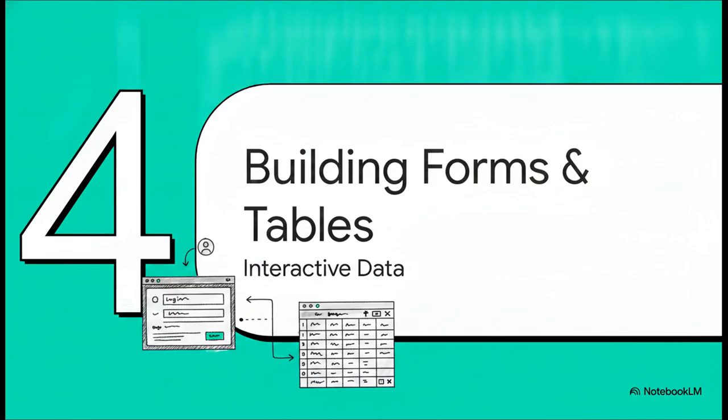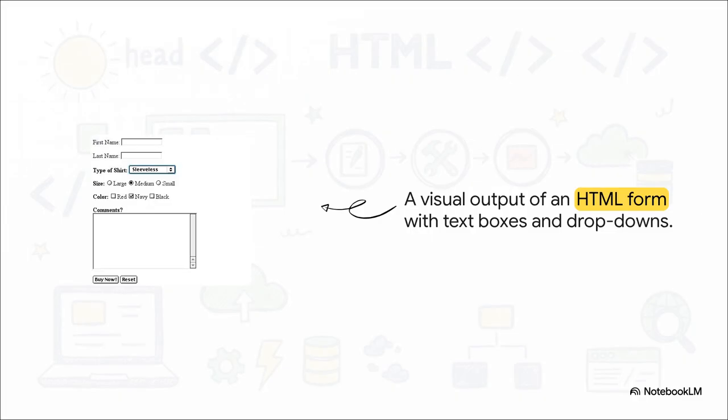Section 4. Building forms and tables. Up to this point in our explainer, our webpage has basically been a one-way street, just broadcasting text to a reader. Now, we're going to invite the user to actually participate. When you want to collect data from a user, you build a form. And this visual output is incredibly ubiquitous across the internet. Every single time you log into a banking app, buy a shirt online, or leave a comment on a blog, you are interacting with this exact layout.